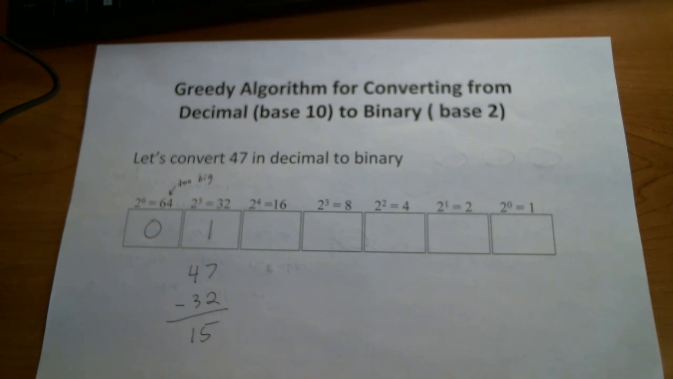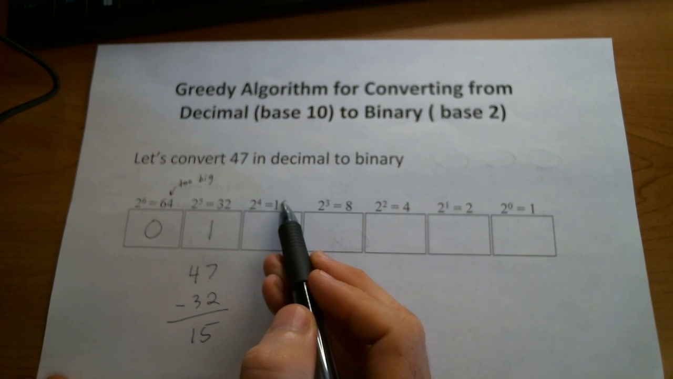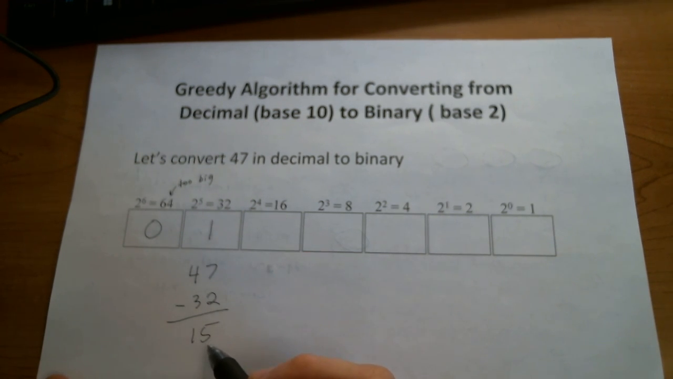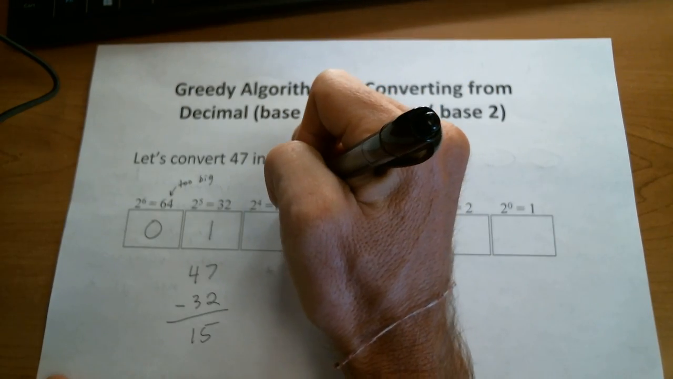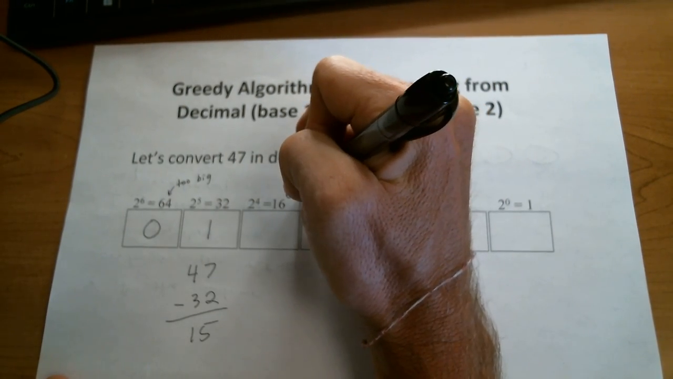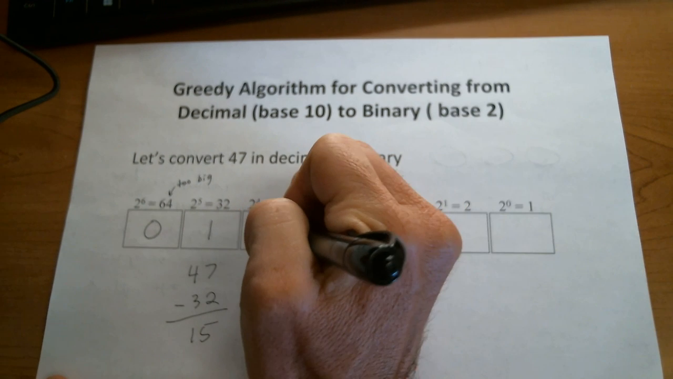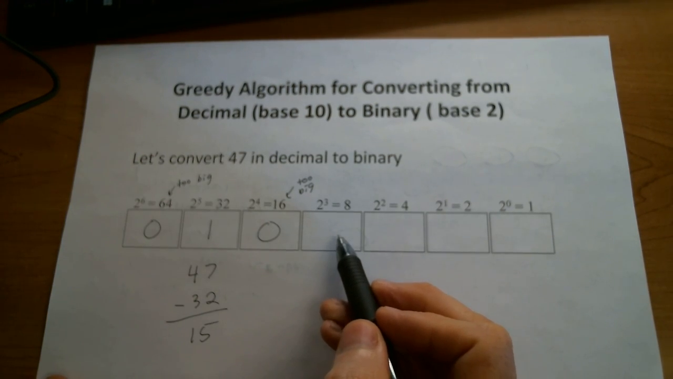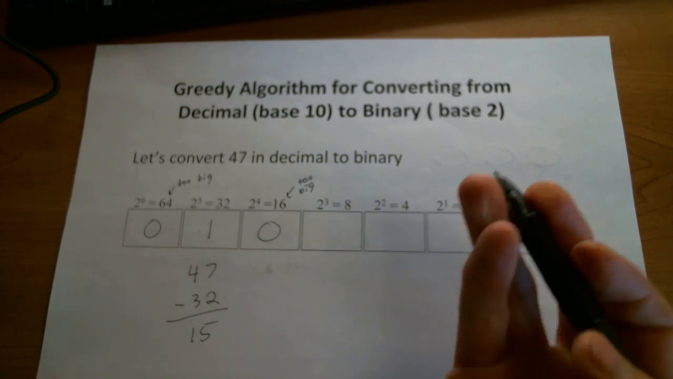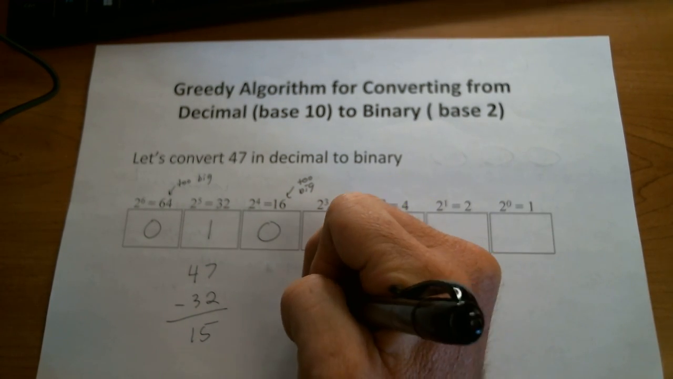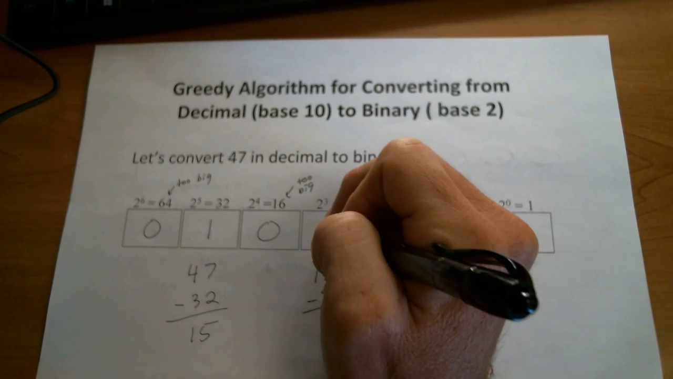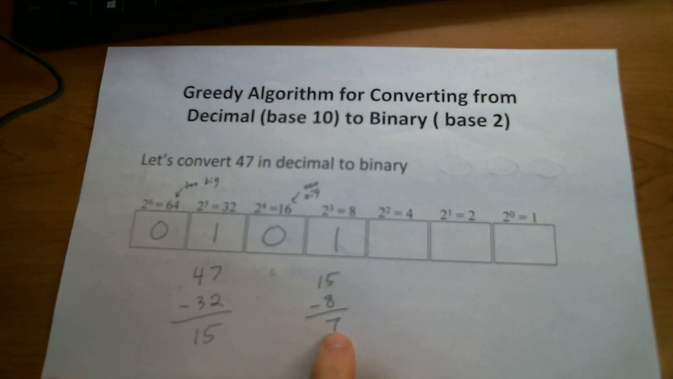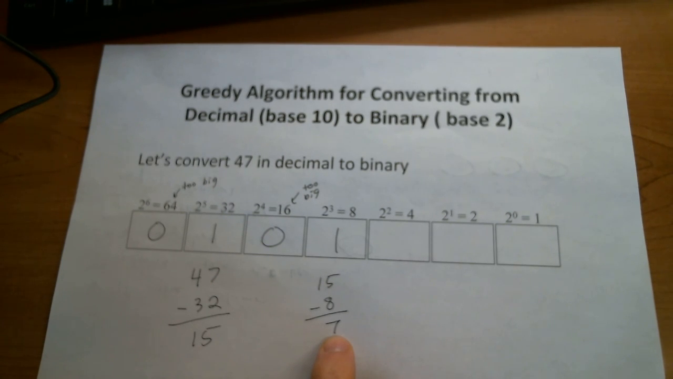And then we go to the next one and we say, all right, 16. Is 16 too big? And we're no longer comparing to the 47, we're comparing to the 15. And we say, oh, sorry, 16 is too big. It's larger than our 15, so we have to put a 0 there. And then we get to our next one, which is an 8. And we say, all right, is 15 bigger than 8? Clearly it's not. So we're going to use our 8, and we're going to put a 1 there. And then we're left with 7, because we did 15 minus 8, and we got 7.